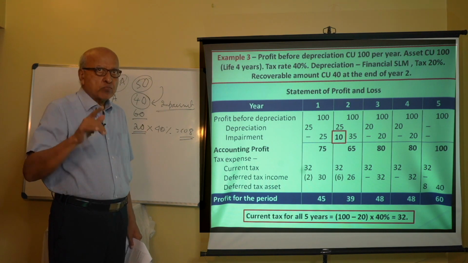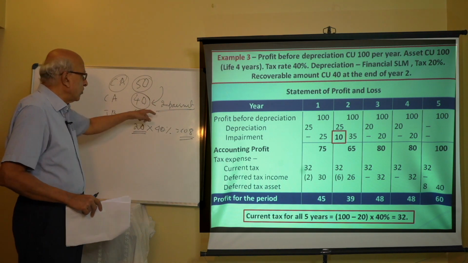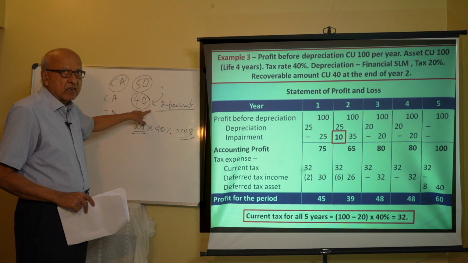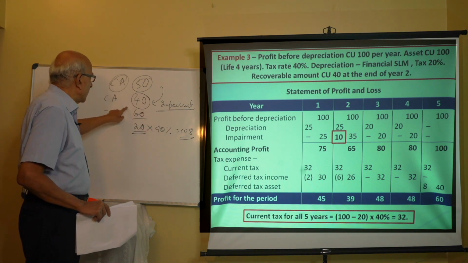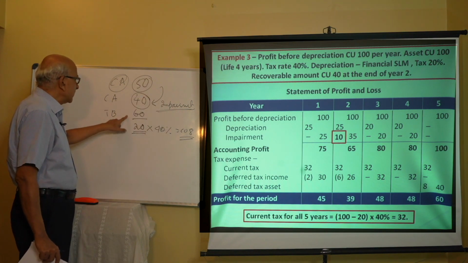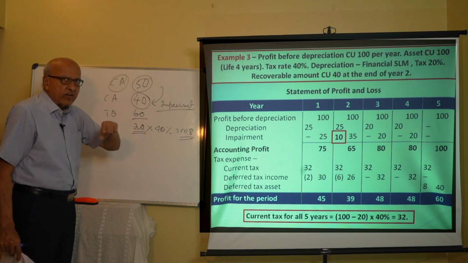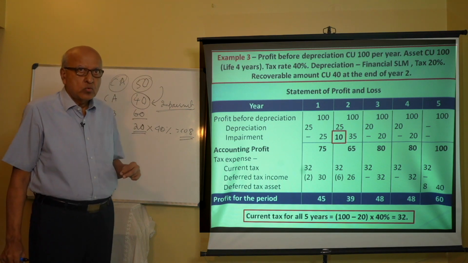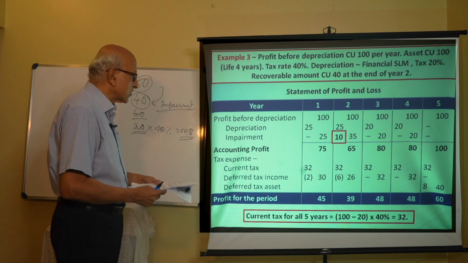Carrying amount should have been 50, but they say recovered amount is 40. 10 rupees is impairment. So carrying amount is 40 given, tax base 60, deductible temporary difference 20, deferred tax asset should be CU8. Already we have how much? 2. So a further deferred tax of 6 is to be created.